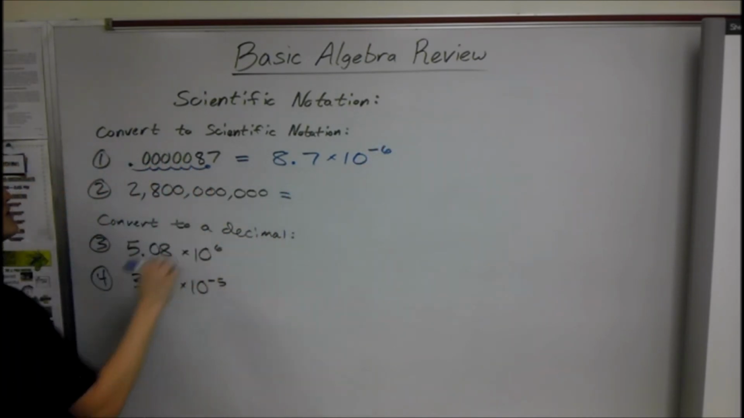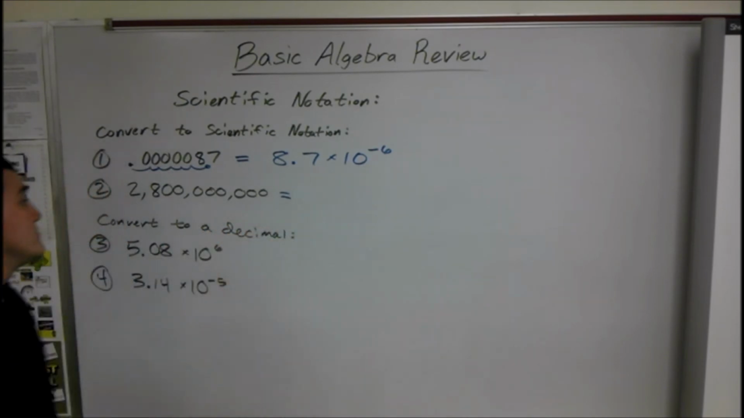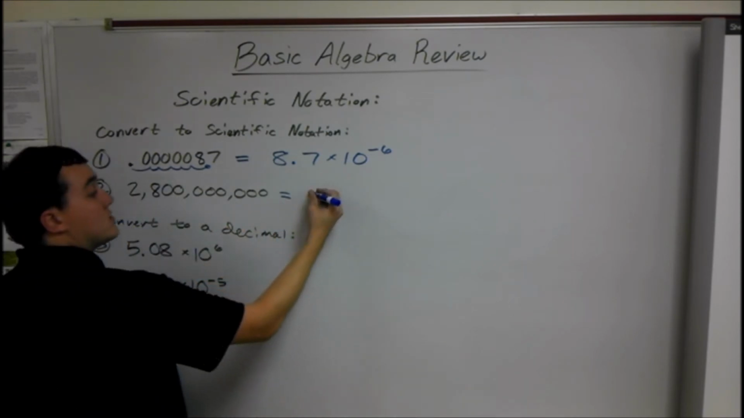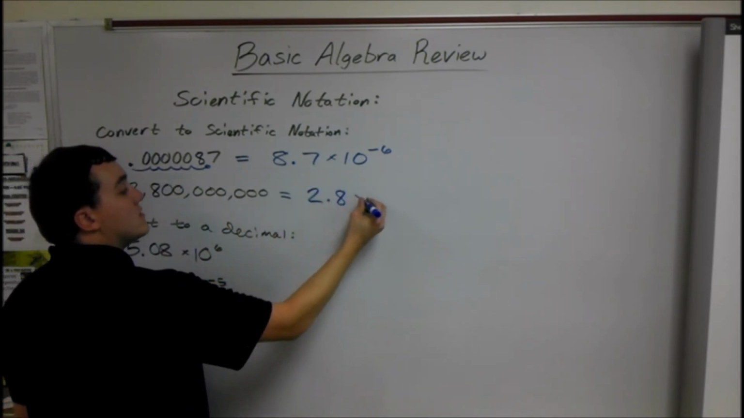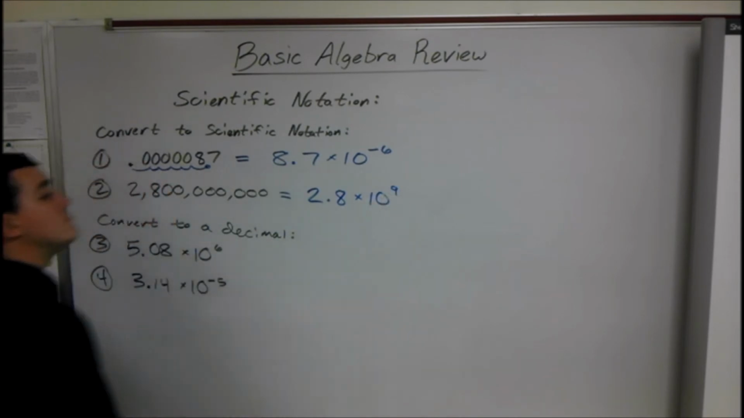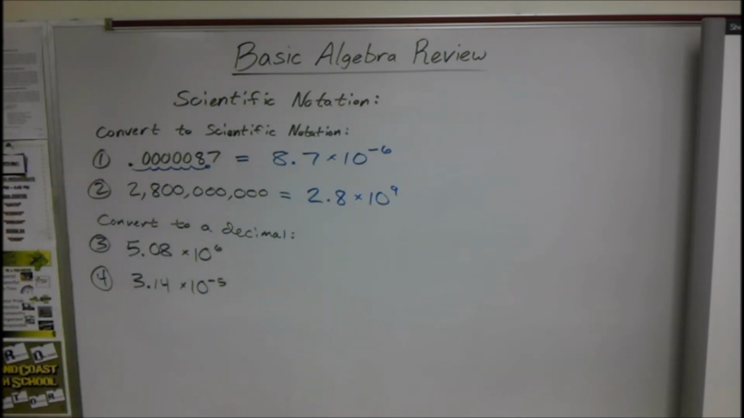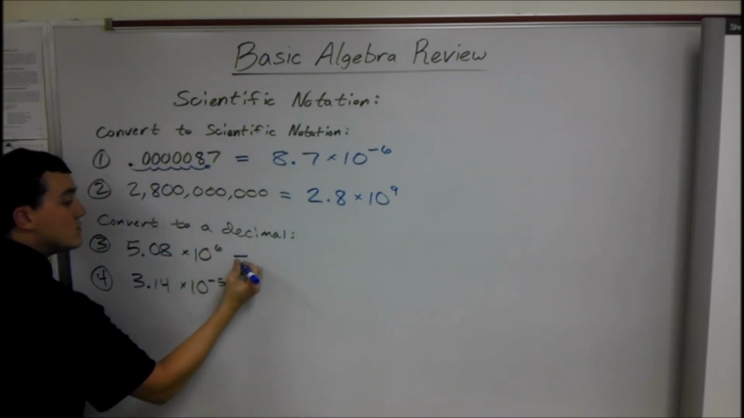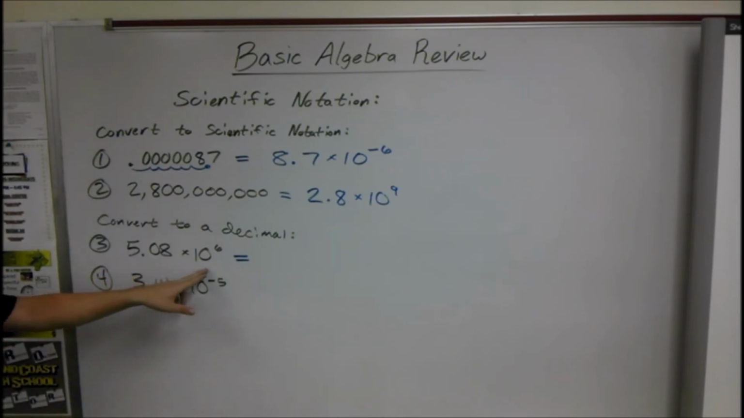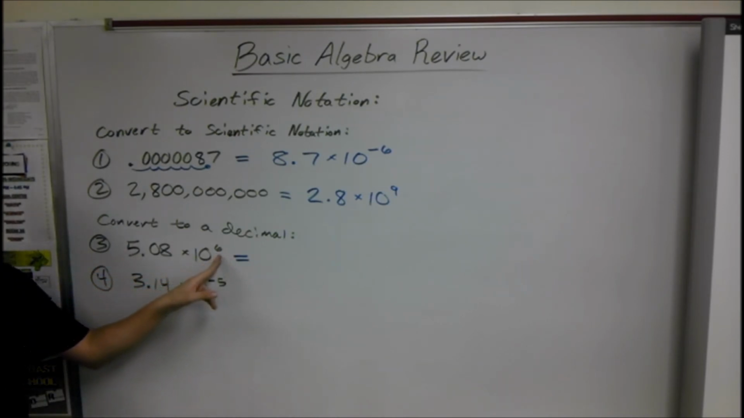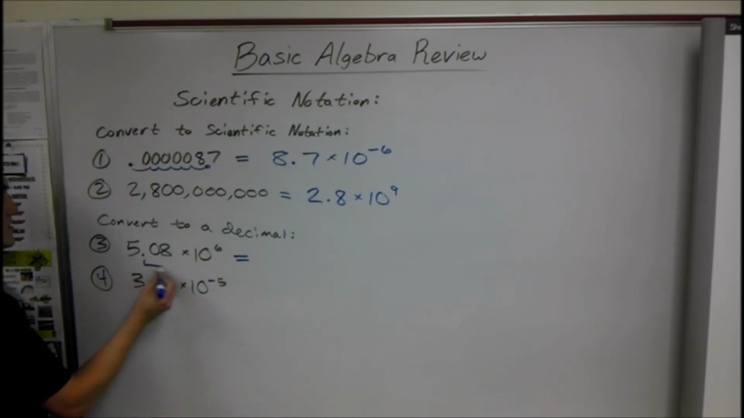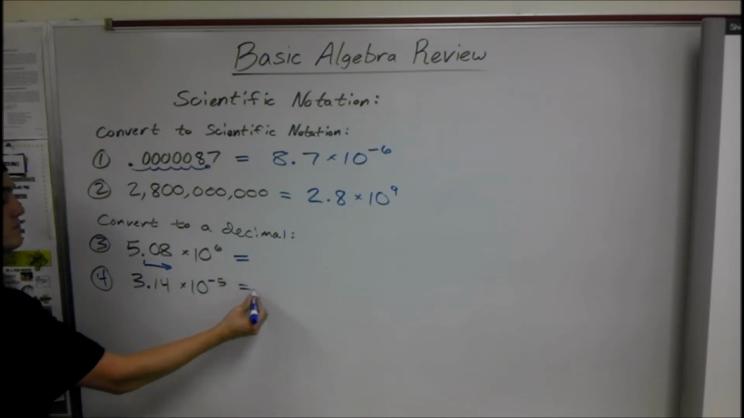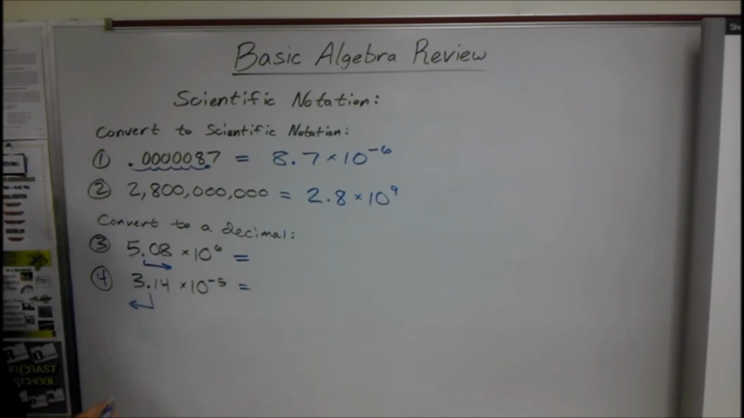Here, it's a large number, so we're going to have a positive exponent. Okay? So we're moving it 3, 6, 9 places between the 2 and the 8 times 10 to the 9th. When you convert to a decimal, the opposite of what we just did, we have 5.08 times 10 to the 6th. That means it's going to be a big number when you're done. So we move the decimal this way to make it a big number. If it's negative, do the exact opposite. So we would be moving it this way to make it a small number.